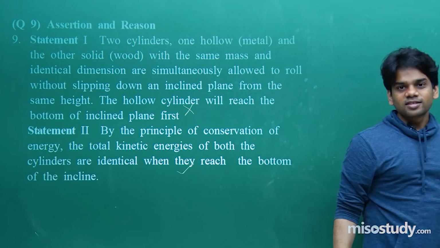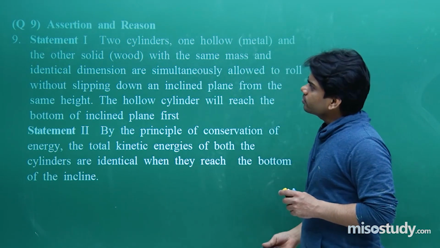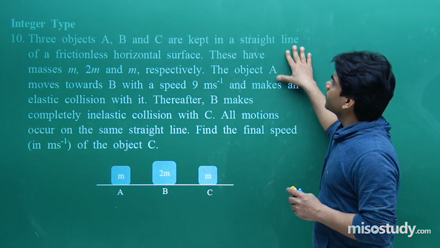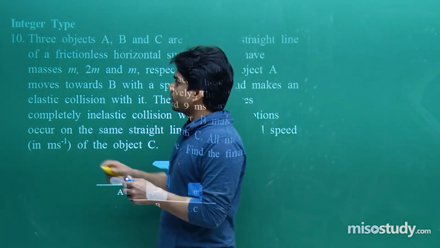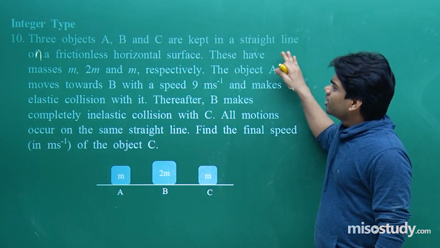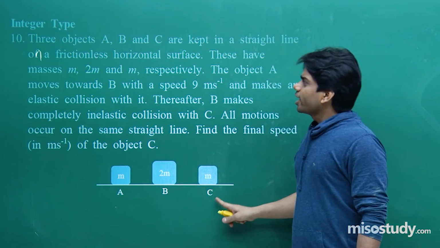This is the answer of this question. Let's go ahead. This was a very good question. Question number 10. Three objects A, B, C are kept in a straight line on a frictionless horizontal surface. This is not off, this is actually on. Let me just make a small correction. On a frictionless horizontal surface, these have masses m, 2m and m respectively.